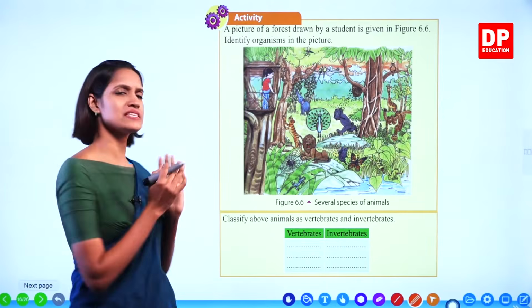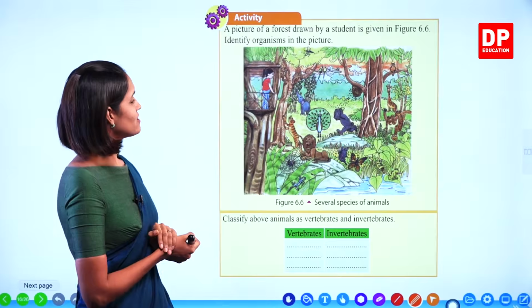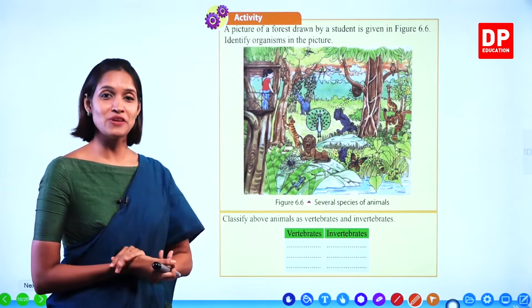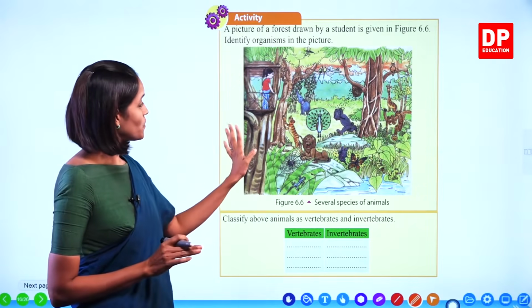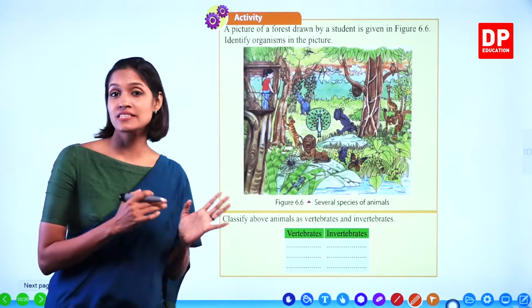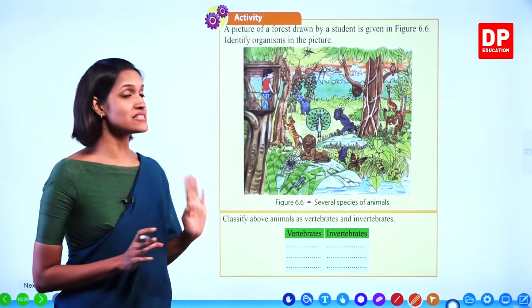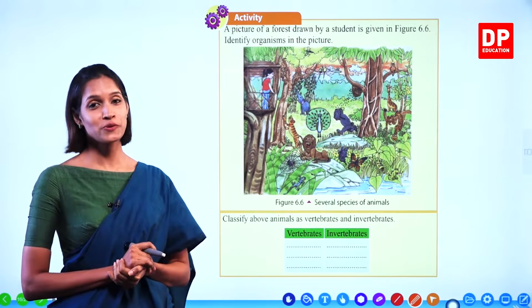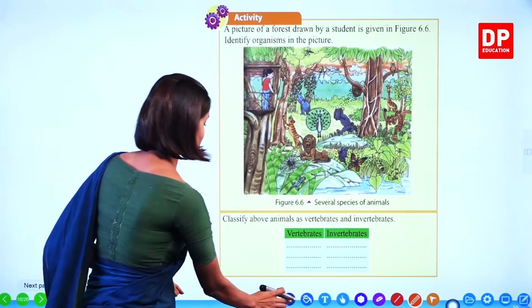Could you find all these animals, children? Right. What we have to do now is we have to categorize these animals as vertebrates and invertebrates. Okay. Now, as I told you in the previous activity, you all have to do this activity first. Then you have to check your answers when I explain this one. Okay? Right. We will do this now.